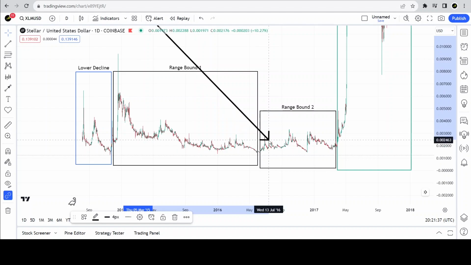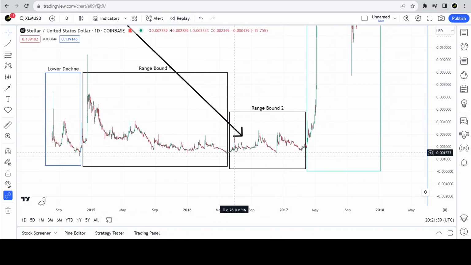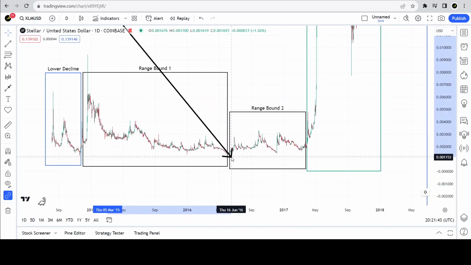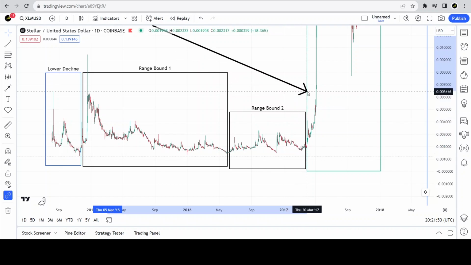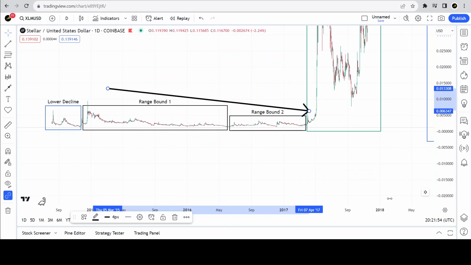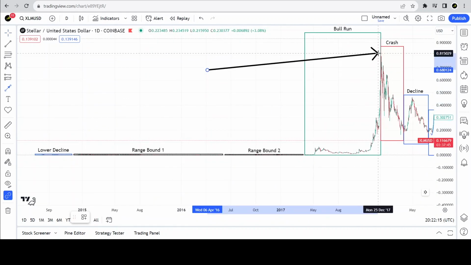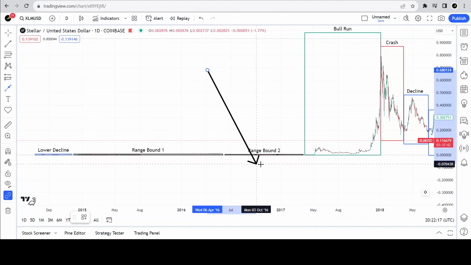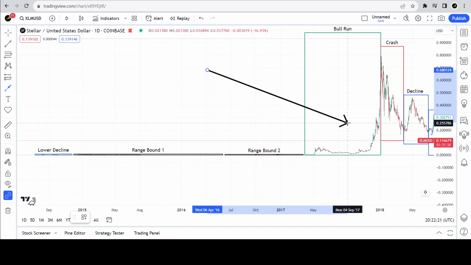The second range-bound fractal has three basic waves to it. Wave 1, Wave 2, and Wave 3. Price declines on this third one before moving up into the next structure, which is the bull run, folks. Look how large this bull run is when compared to the structures that came before it. This bull run just knocked it out of the park. I mean, it was an awesome bull run.